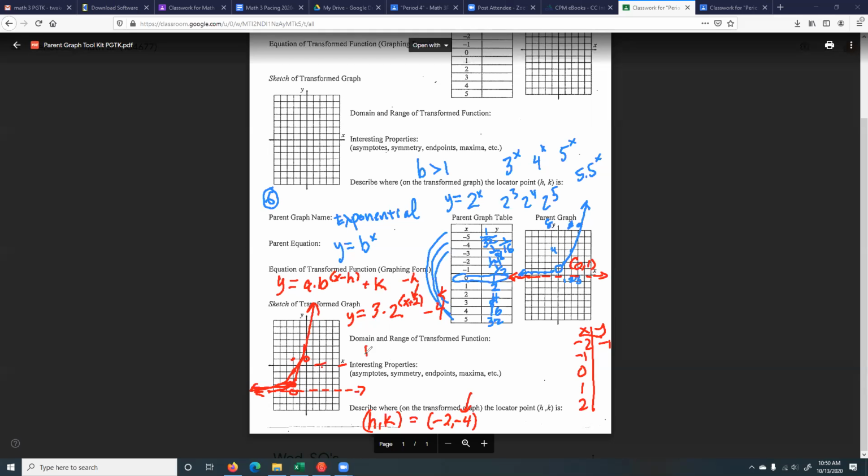Domain goes forever left and right, right? It goes forever this way and forever that way because it's an exponential graph, so that's all real numbers. The range stops, so y is greater than negative 4. It doesn't include negative 4 because there's an asymptote there, but y is greater than negative 4.